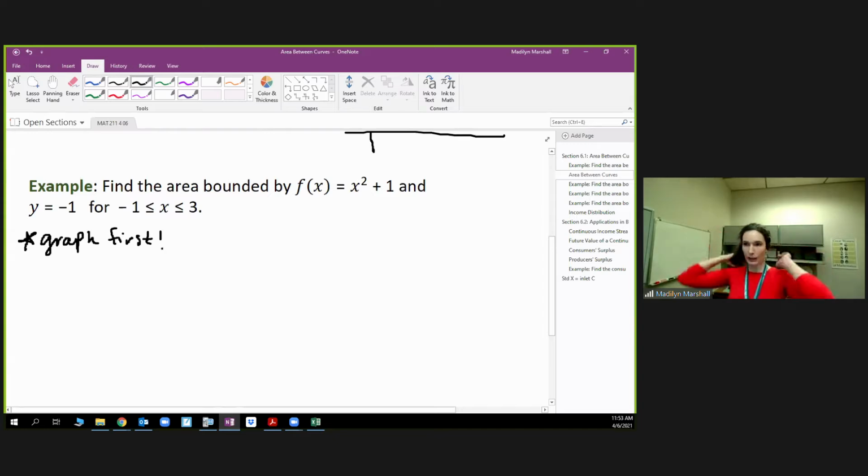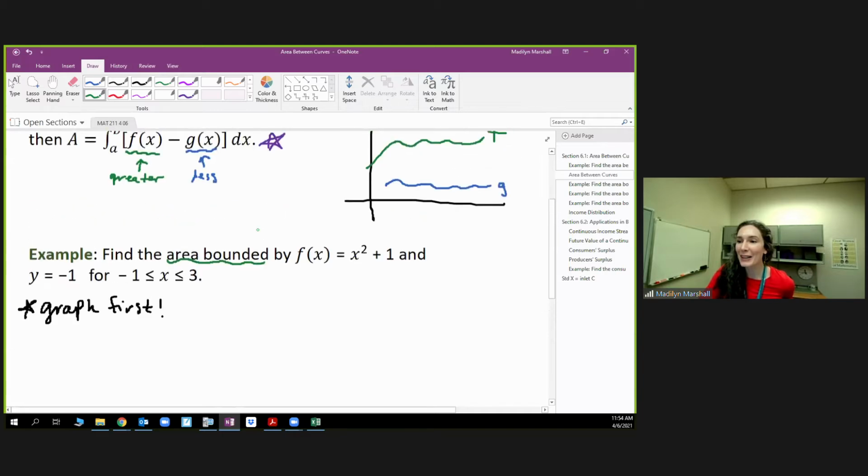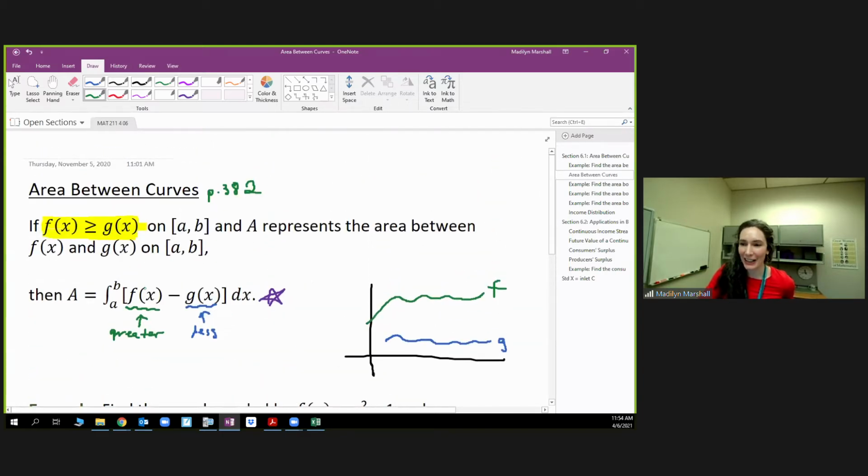So our question is: find the area bounded by f of x equals x squared plus 1 and y equals -1 for x greater than or equal to -1 and less than or equal to 3. So this is another phrasing that means the exact same thing. The area bounded by these things means the area with all of these things as its borders. So we will always want to look at a graph first because it matters which function is higher on the graph.